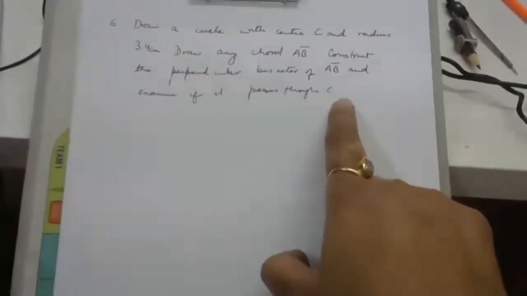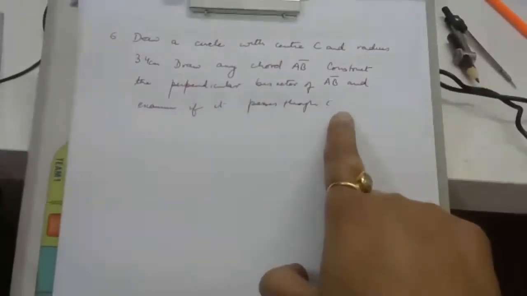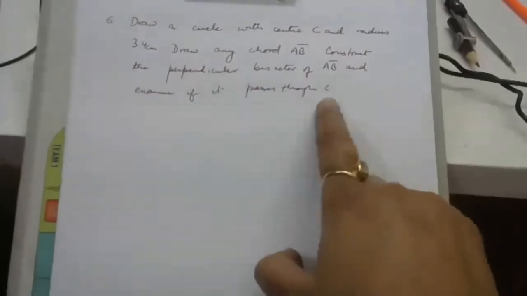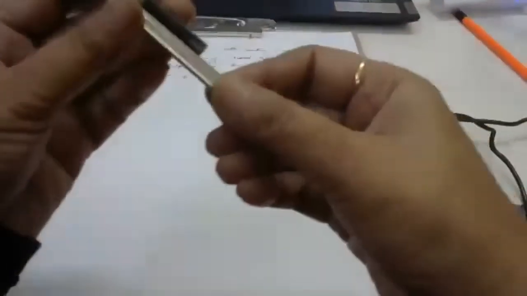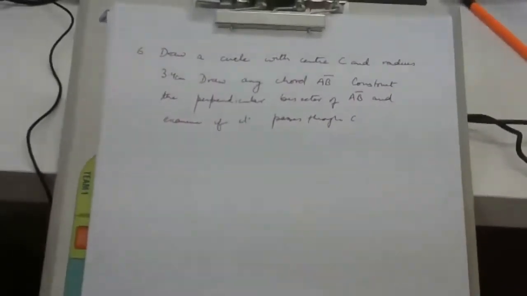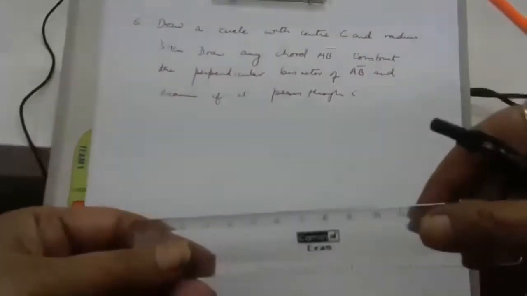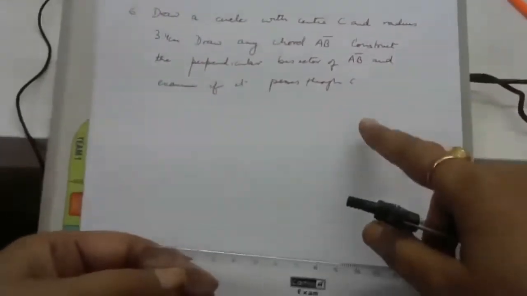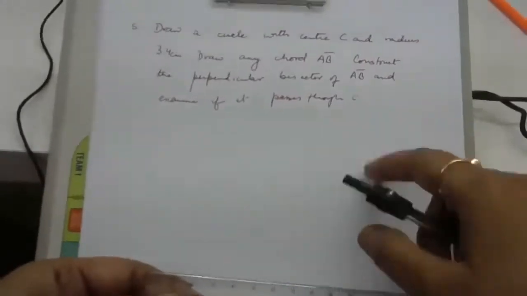Is the question clear? Yes, ma'am. Okay. Now how to draw a circle? Everybody knows, we have done it in the first exercise. Ma'am, can you show me the question once again? Yes, definitely, beta, definitely. Look. Ma'am, what's the last word written? Passing through C. Okay, ma'am.